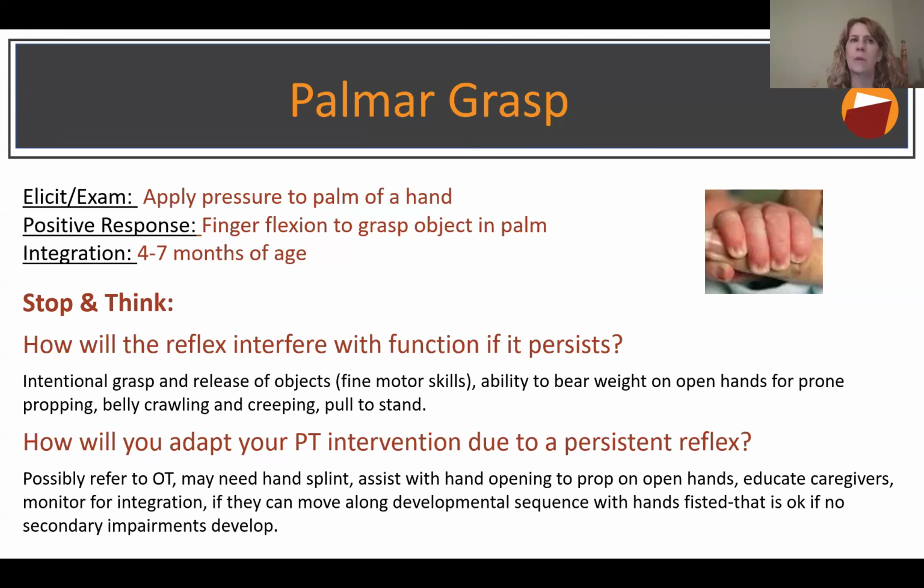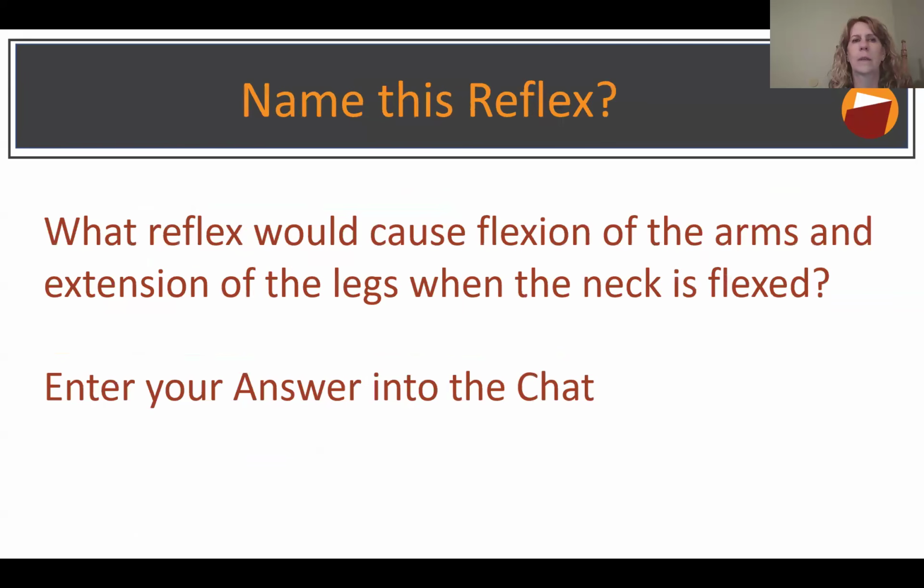And again, they can move along the developmental sequence with fisted hands. And it's okay as long as they're not developing wounds on their hands or secondary impairments, but it's just going to be a lot harder for them. So I might want to move them along their developmental sequence a little faster if I have a hand splint. Great. All right, what reflex would cause flexion of the arms and extension of the legs when the neck is flexed? What reflex is that?